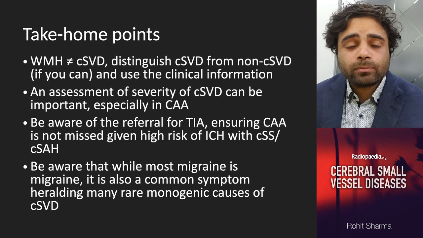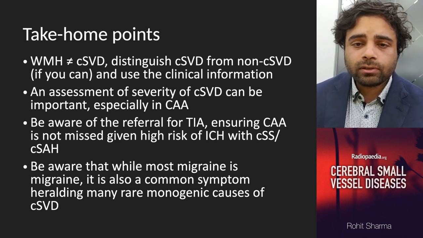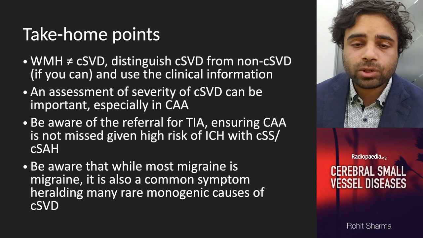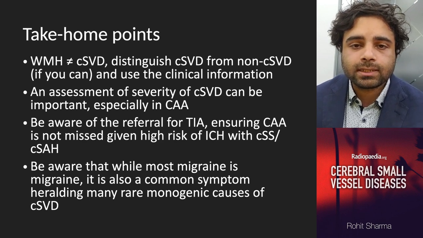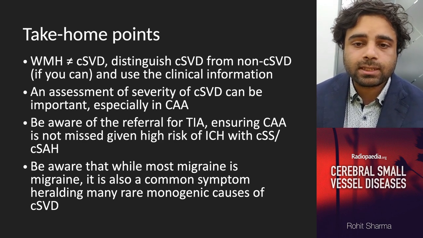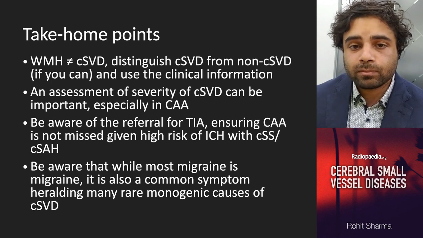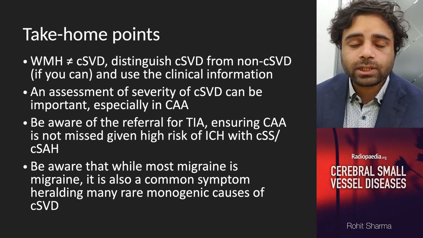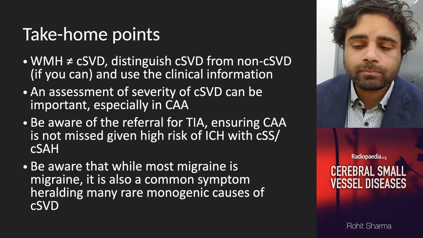So really the take-home points from this are that white matter hyperintensities, although the most common feature of cerebral small vessel disease, certainly do not equate to having cerebral small vessel disease. And it's important to distinguish that from other causes of white matter hyperintensities and use the clinical information. That's what it's there for. An assessment of the severity of cerebral small vessel disease is important for clinicians and it's important for patients, and it's particularly important in patients with cerebral amyloid angiopathy.